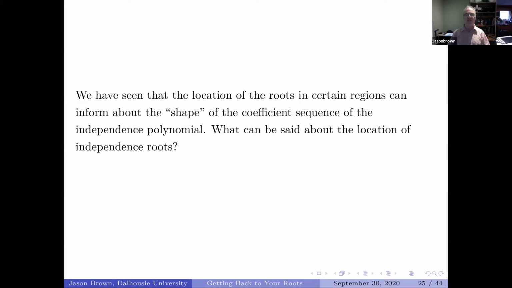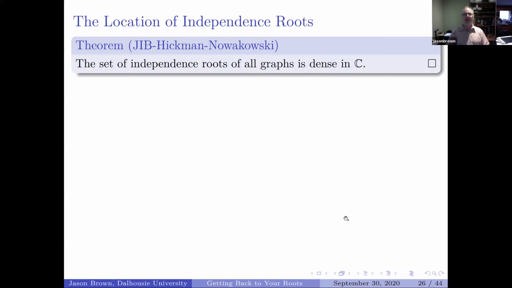Okay, so we have seen that the location of the roots in certain regions can inform about the shape of the coefficient sequence of the independence polynomial. That was the unimodality that we proved by proving that the roots were in the sector. What can be said about the location of the independence roots? So myself and my first PhD student, Carl Hickman, and another colleague, Richard Nowakowski, proved the following kind of surprising result. The set of independence roots of all graphs is dense in the complex plane.